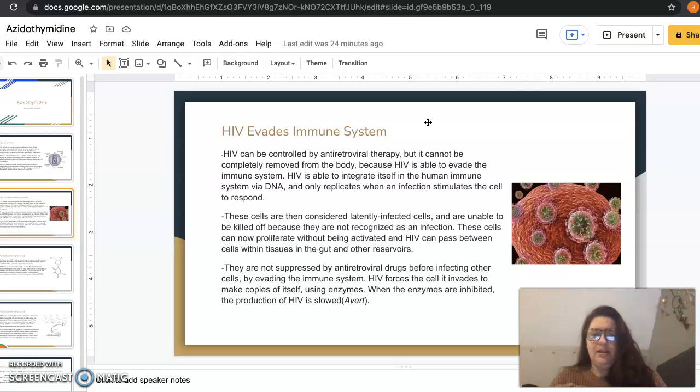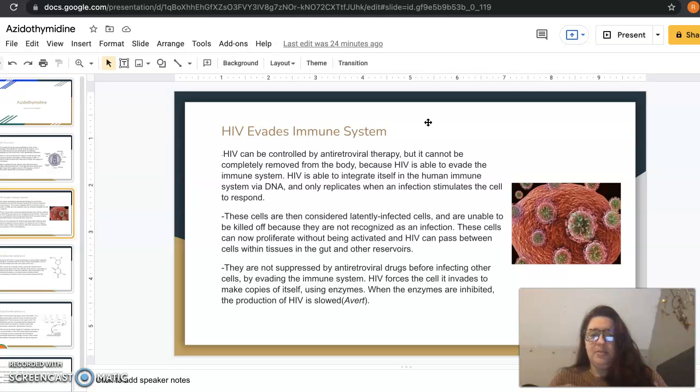These cells are then considered latently infected cells, and they're unable to be killed off because they're not recognized in the body as an infection. They've taken over the cell and integrated themselves into the DNA, so that way the body cannot recognize it and send an immune response in order to kill it and get rid of it.